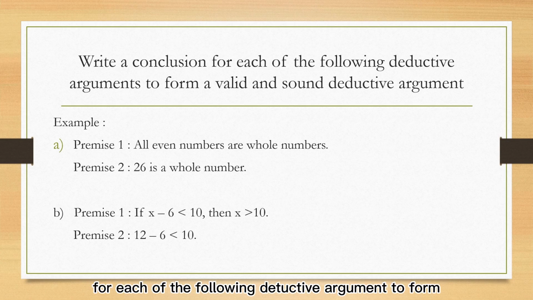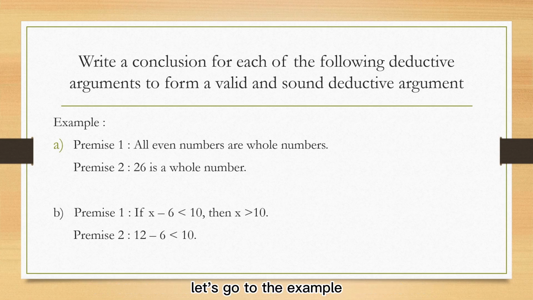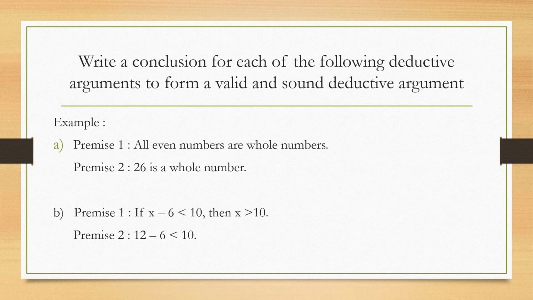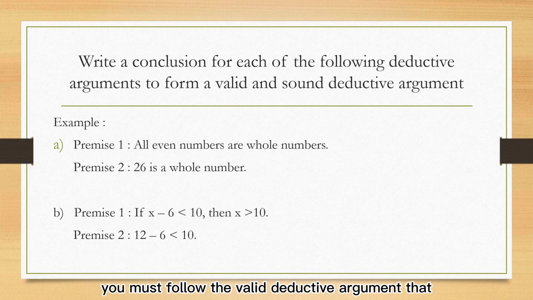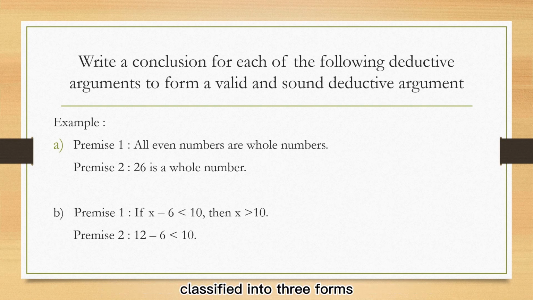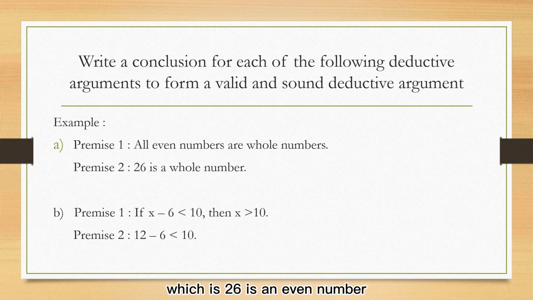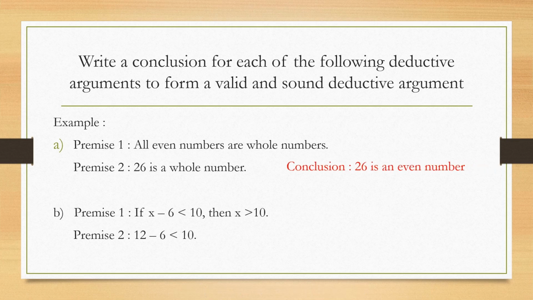Next, write a conclusion for each of the following deductive arguments to form a valid and sound deductive argument. Let's go through the example. Question A. Premise 1. All even numbers are whole numbers. Premise 2. 26 is a whole number. To write a correct answer, you must follow the valid deductive argument that is classified into three forms. In order to write the conclusion, we use the formula of Form 1, which is 26 is an even number.